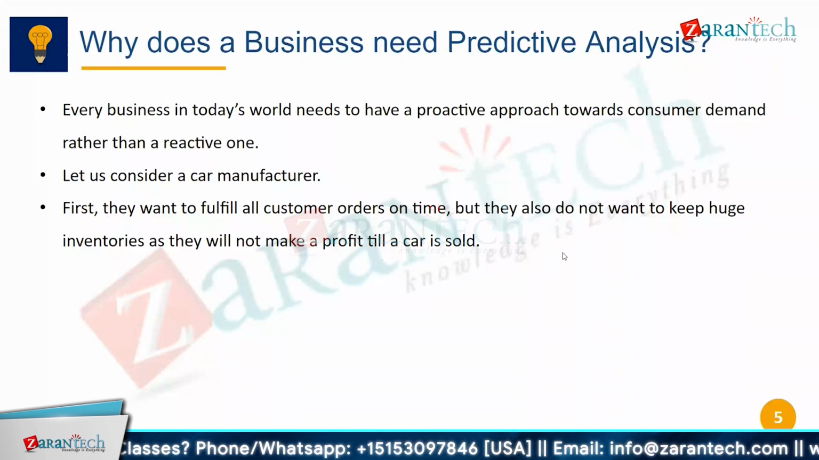For example, a company like Tesla needs to make sure how many orders should be taken. They can't keep a huge inventory, because inventory means you need a bigger warehouse. A bigger warehouse means you need to pay a lot of rent, and it's a cycle wherein in the end the cost will be borne by the company itself. So they won't be able to make a profit until a car is sold. Until the car moves out of the warehouse, there is still cost involved for the car company.